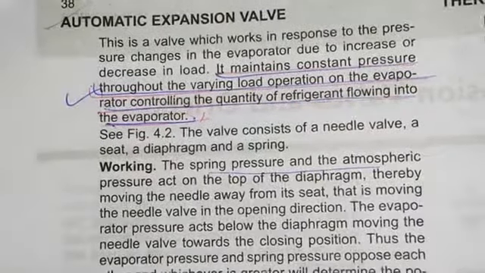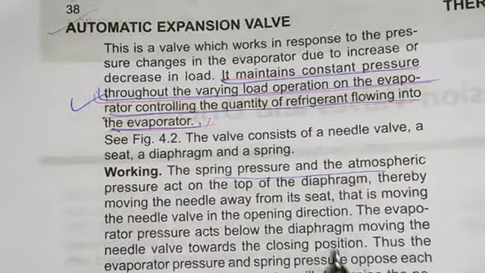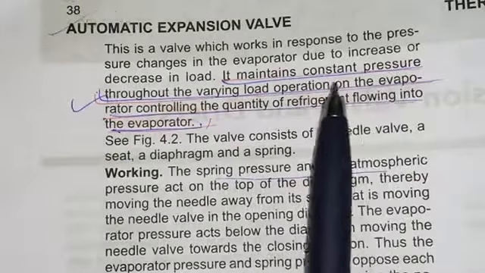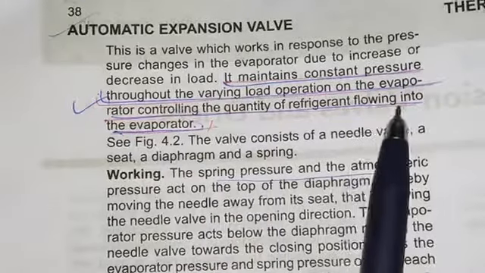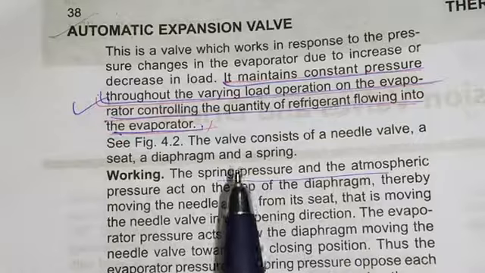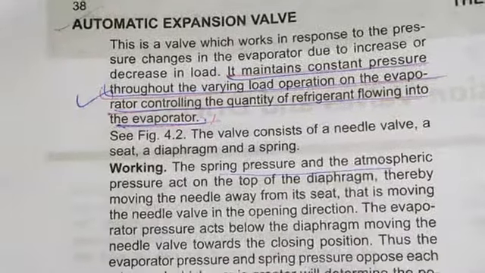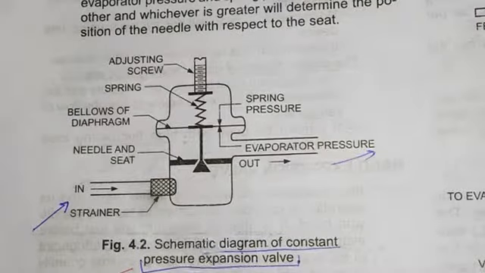Next is the automatic expansion valve. The automatic expansion valve is also used to maintain constant pressure throughout varying load operation on the evaporator, controlling the quantity of refrigerant flowing into the evaporator. Actually, its main function is to maintain constant pressure throughout the system. So let's see how it works. This is a diagram of a pressure expansion valve.